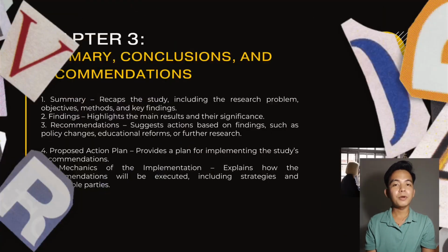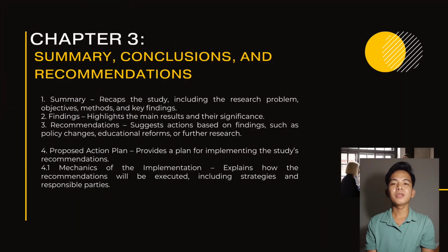Next is Chapter 3, which comprises summary, conclusions, and recommendation. First is summary, which recaps the study, including the research problem, objectives, methods, and key findings. Second is findings, which highlights the main results and their significance. Third is recommendation, which suggests actions based on findings, such as policy changes, educational reforms, or further research. Four is proposed action plan, which provides a plan for implementing the study recommendations. 4.1, mechanics of the implementation. It explains how recommendations will be conducted, including strategies and responsible parties.